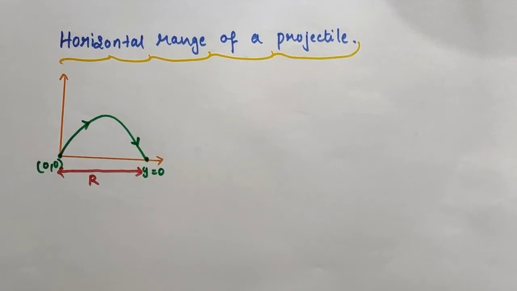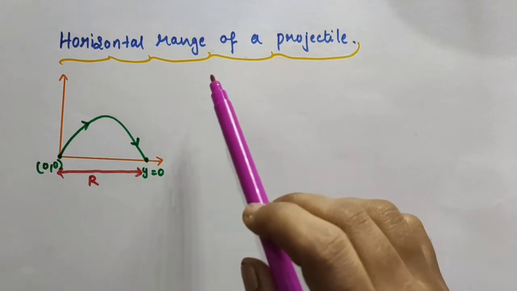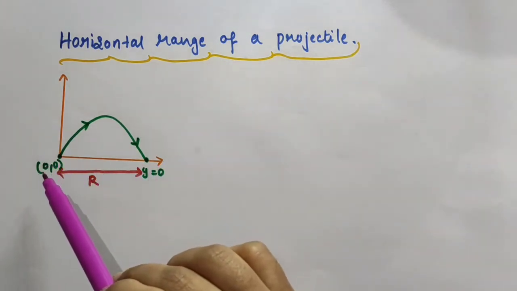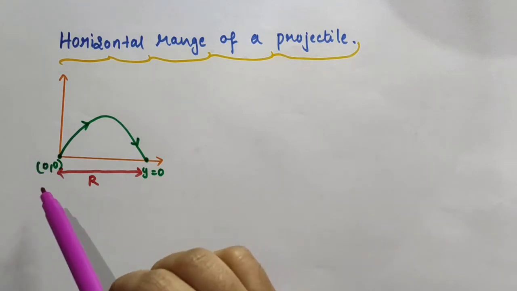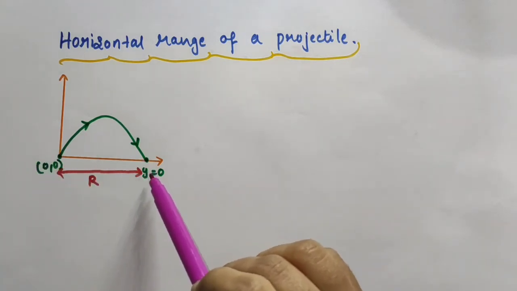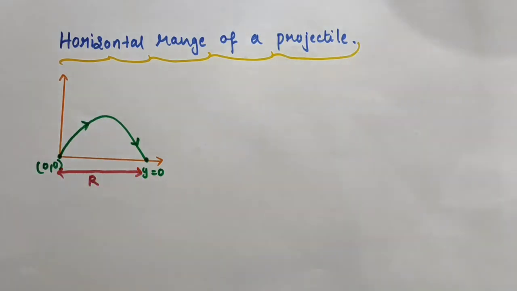Next, we are going to discuss the horizontal range of a projectile. The horizontal distance traveled by the projectile from its initial position, that is the origin of this frame of reference, to the position where it passes y equal to 0 during its fall is called the horizontal range.